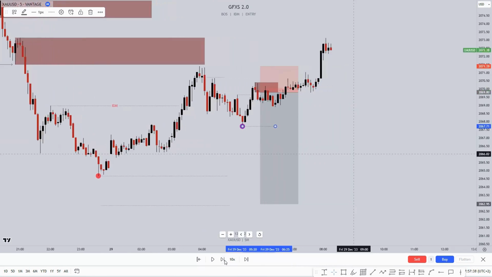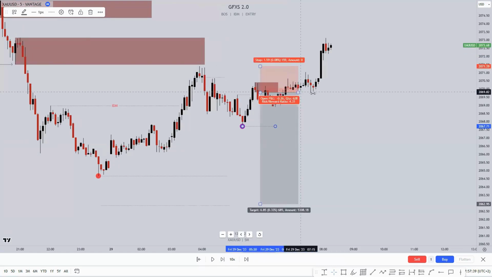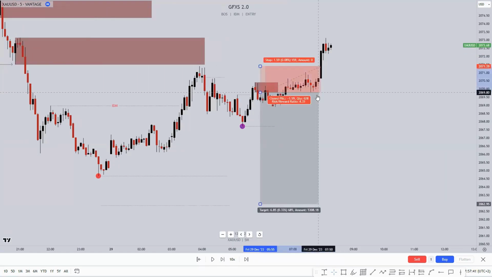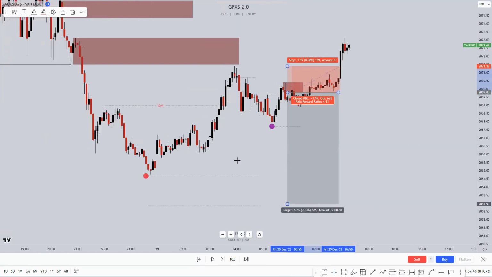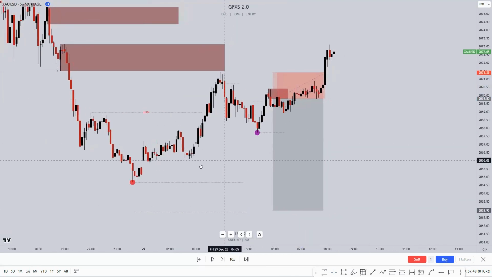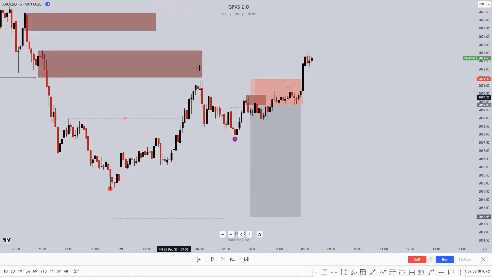And you can see that price hit our stop loss here. So this will be a good stop loss because you have followed the rules. When you hit the stop loss and you didn't follow the rules, that's not good. You need to follow your rules to the tick.